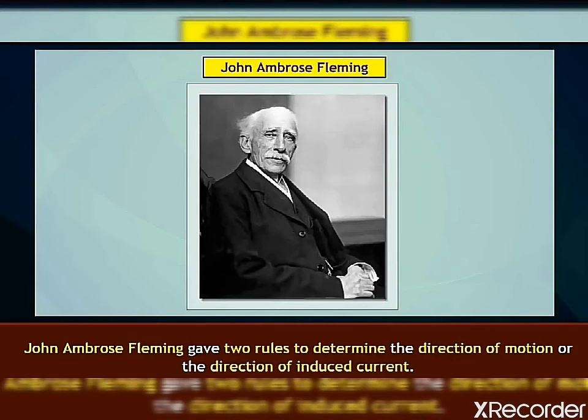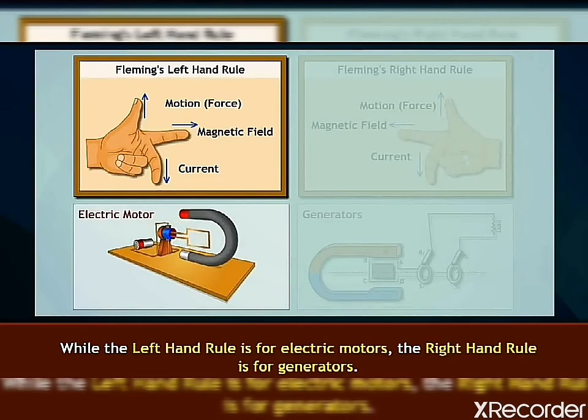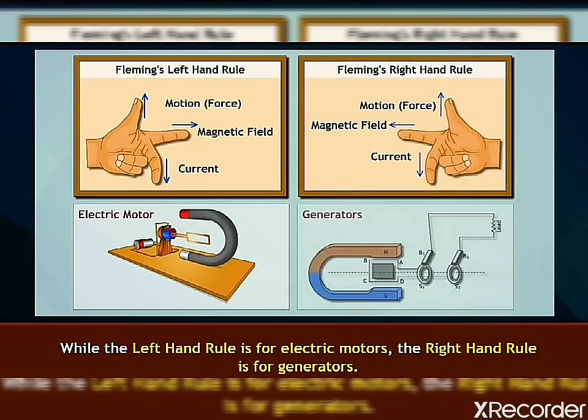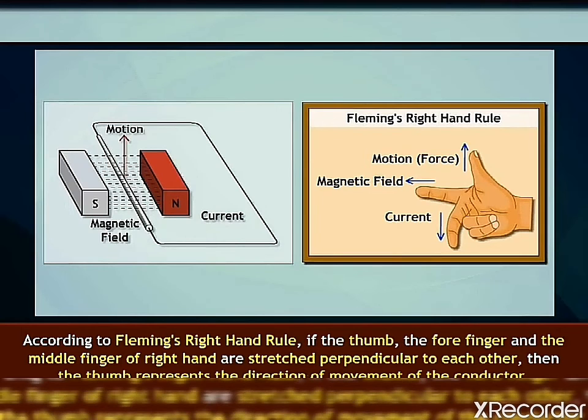John A. Fleming gave two rules to determine the direction of motion or the direction of induced current, and these are referred to as the Fleming's left-hand rule and the Fleming's right-hand rule. Now, the Fleming's left-hand rule is used on electric motors, while the right-hand rule is used on generators.